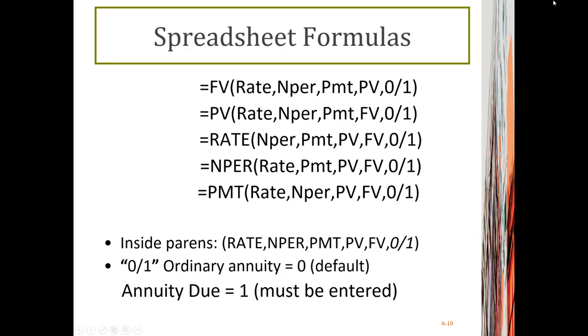For example, in this second calculation, this PV is bond price. In order to calculate bond price, you need to know, first of all, this rate, the yield to maturity. Second, the number of time periods. Third, the amount of coupon payment, or PMT. And the last one is principal payment.